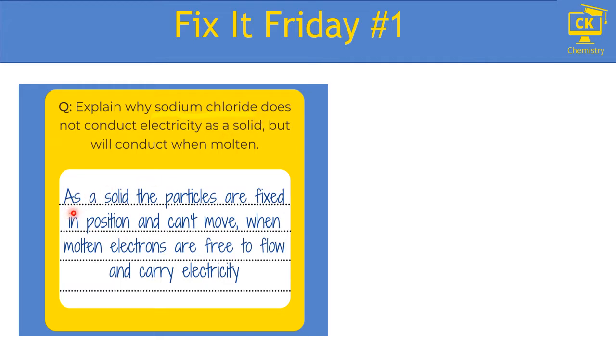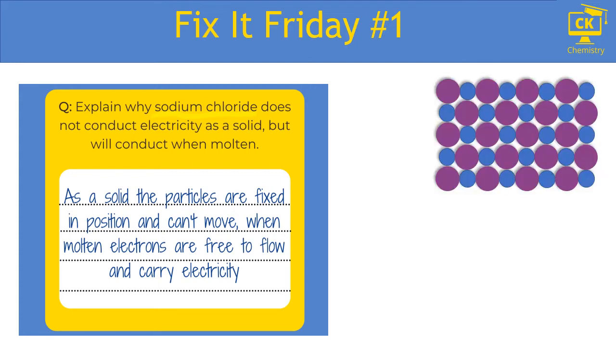So the first part of their answer is talking about why, as a solid, the substance does not conduct electricity. And actually, the first part of the answer, up until the comma, is a very good way of answering the question. So they have said that as a solid, the particles are fixed in position. And that's true if we look at an ionic solid. It's going to be a lattice of alternating positive and negative ions, cations and anions, held in place by those strong electrostatic attractions, which is what makes it a solid at room temperature in the first place.